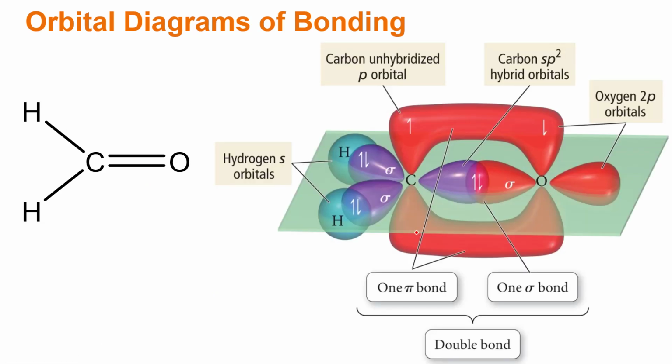And here's what it looks like in real life in 3 dimensions. So in the middle of this molecule, we've got that carbon to oxygen sigma bond. So that first bond is a sigma bond. And then we've got this carbon to oxygen pi bond up here.